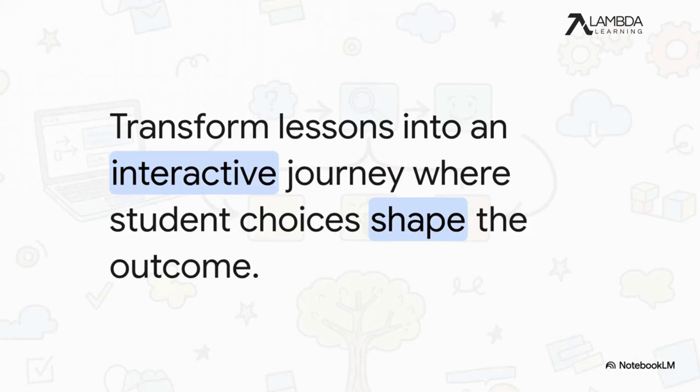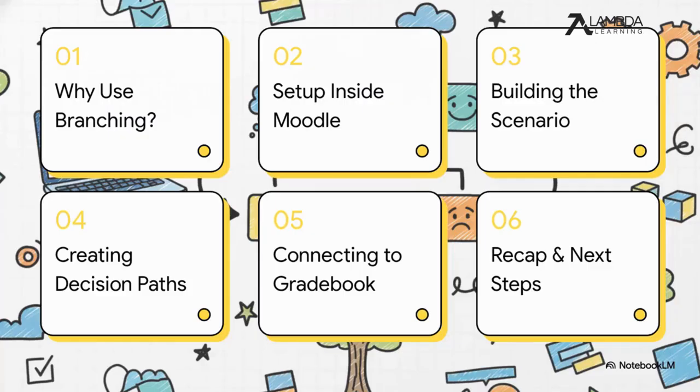Well, you absolutely can. With a branching scenario, you can transform a flat lesson into a really engaging interactive journey. A journey where the choices your students make actually matter and shape their own learning path. So here's the plan. We'll start with the why these are so cool. Then we'll jump right into Moodle and build one from scratch, create some decision paths, connect it all to the gradebook, and then we'll wrap up. Sound good? Let's do it.